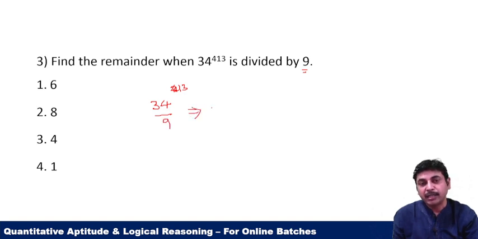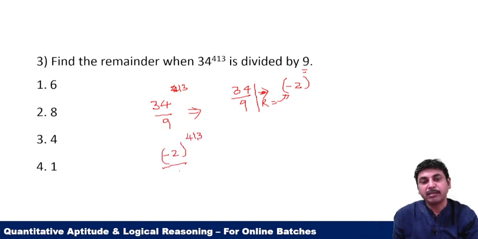Now if you divide 34 by 9, what will be the remainder? Your remainder will be minus 2. Or you can say your remainder will be 7, or you take minus 2 as the remainder. Now this question is converted to minus 2 raised to 413 divided by 9. I can write this minus 2 raised to 413 as minus 1 raised to 413 into 2 raised to 413, divided by 9.